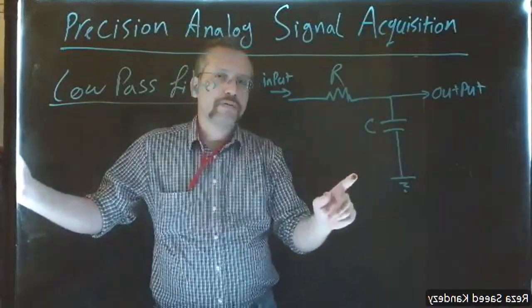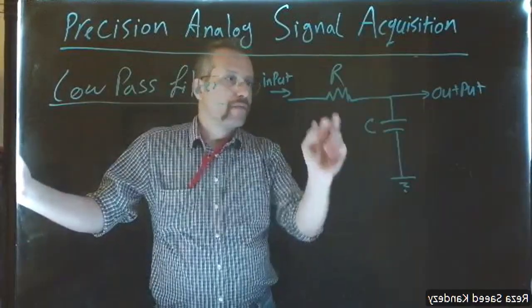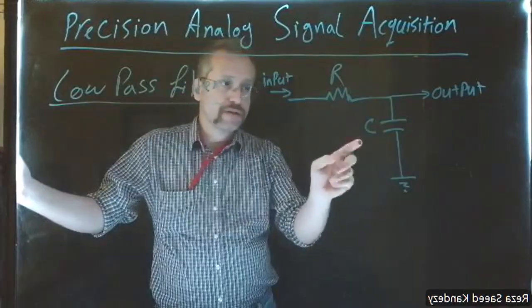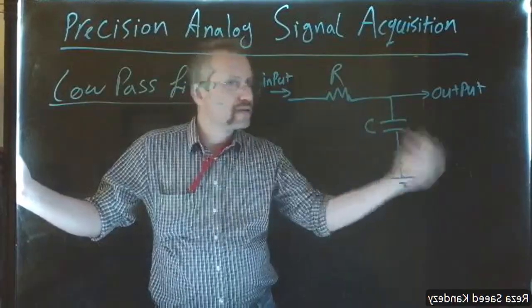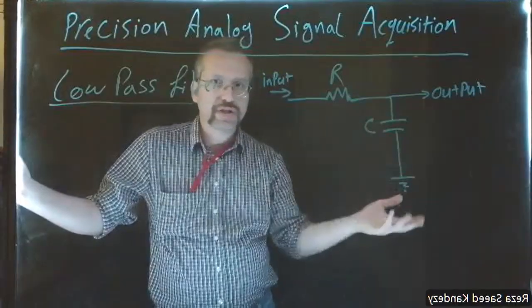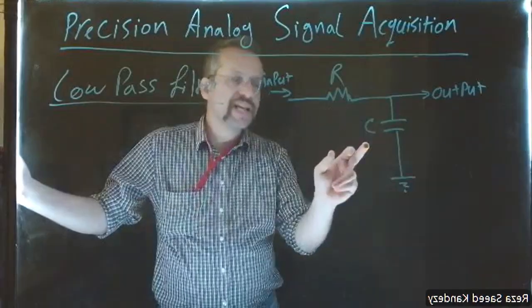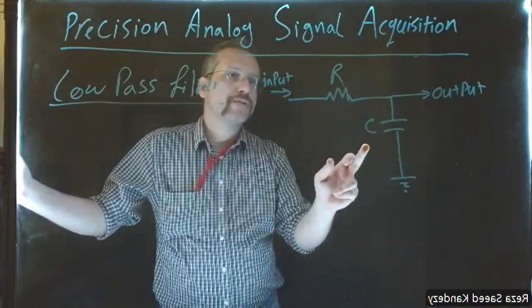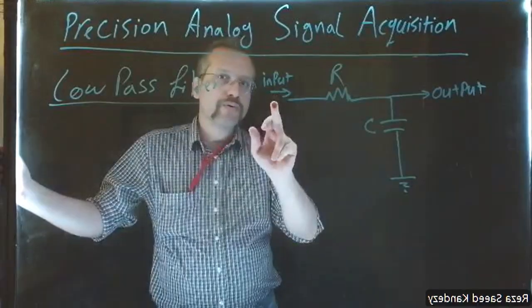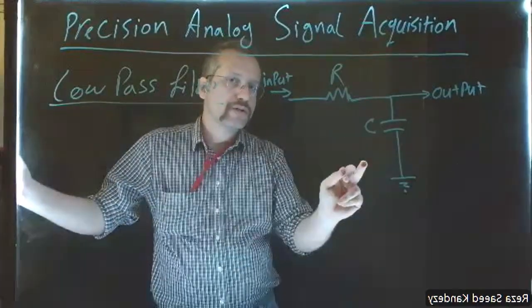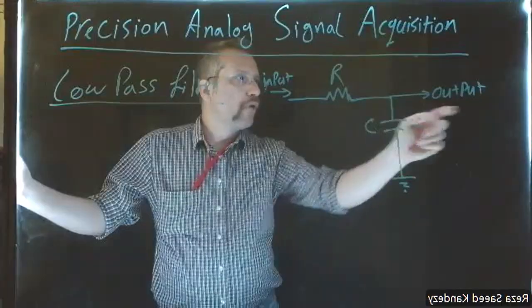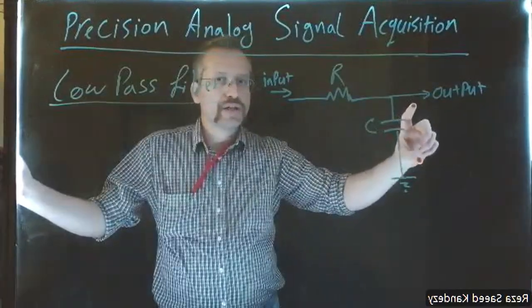This is a simple low-pass filter. We have an RC circuit. This is the first order. You can have a second order, but first order is good enough for these purposes. We have a first order RC low-pass filter. When we inject the input into our circuit, the output is going to be the voltage across the capacitor.